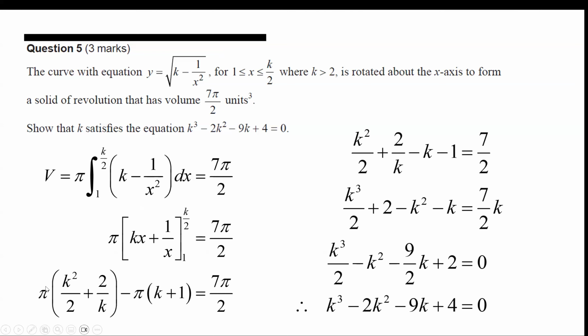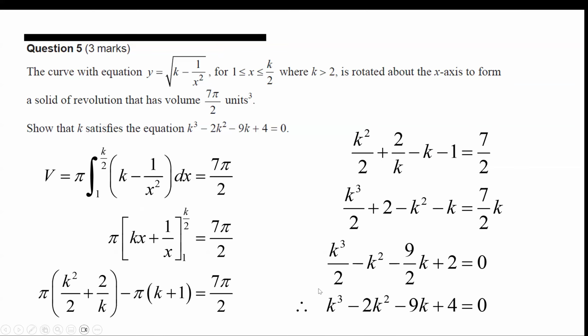Once you cancel out the pi, you can push the 7 over 2 to the left and combine it. In here, I did not combine it first. I multiplied everything by k to cancel out the k here. Then you can push the 7 over 2k and get a -9 over 2k, and the plus 2 has been relocated to the end. So we create a cubic expression in descending order, and then multiply everything by 2. You get k cubed minus 2k squared minus 9k plus 4 equals 0.